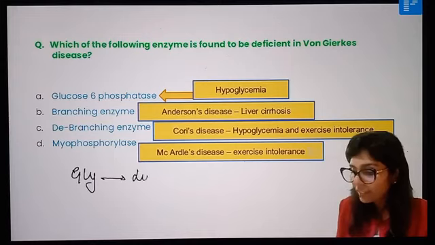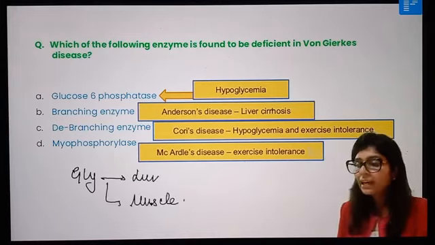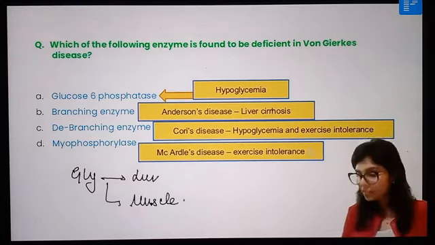Glycogen is stored in liver and in muscle. Please repeat this along with me. Glycogen is stored in liver and in muscle.